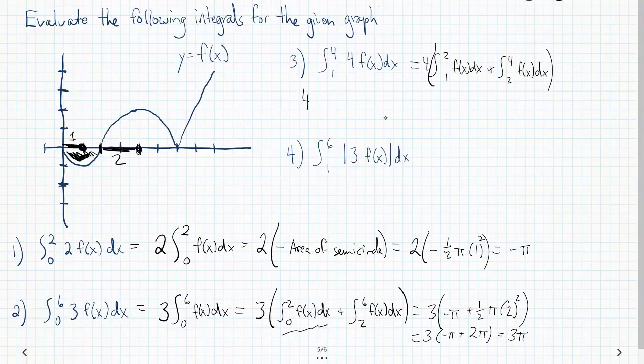But at the end of the day, what are we dealing with? We're dealing with a quarter of a circle now. So 1/4, and then it's negative. Let me put negative 1/4 first. Negative 1/4 pi times 1 squared. And then plus another 1/4, and then it goes pi times 2 squared.